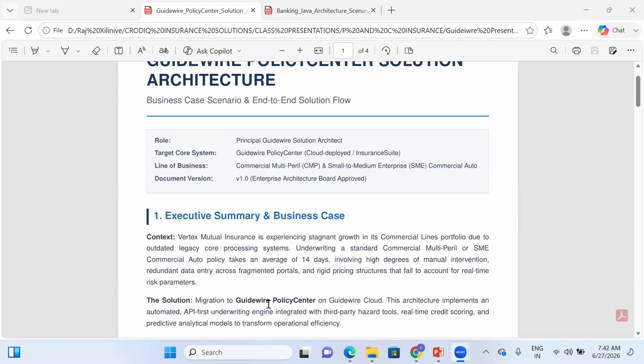For that reason, they are moving to Guidewire Policy Center, the Guidewire Cloud version, because we have two versions available. One is on-premise, the second is Guidewire Cloud. The advantage of moving towards Guidewire Cloud is to reduce the operational investment, operational cost, expenses, and infrastructural challenges for any insurance company. That was the reason behind it.